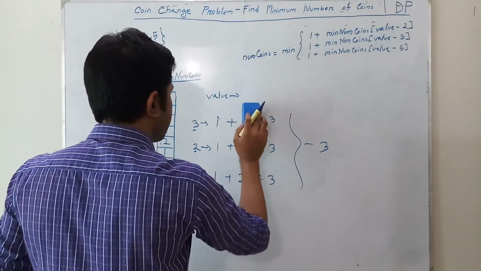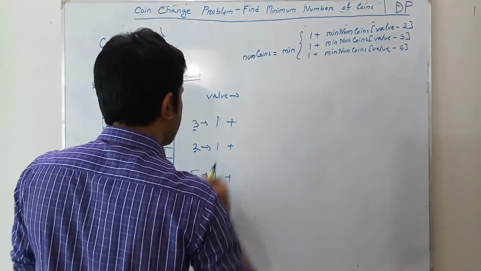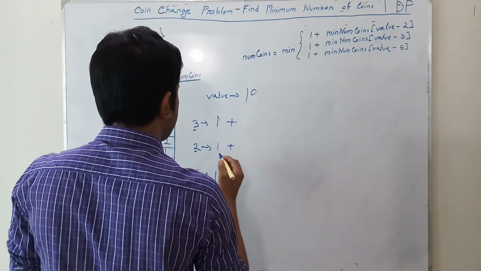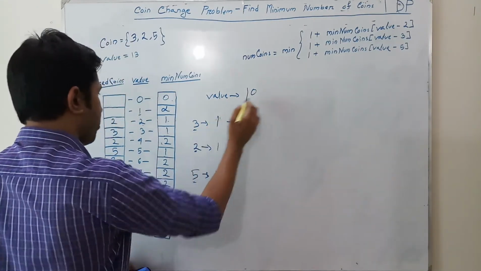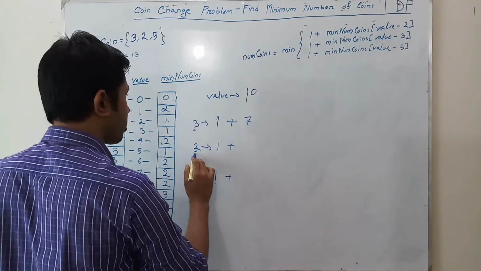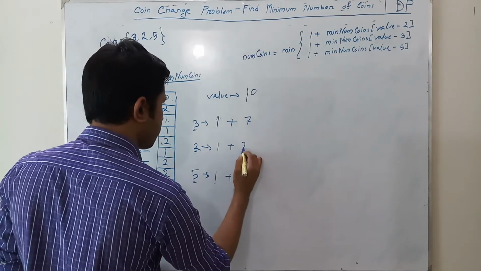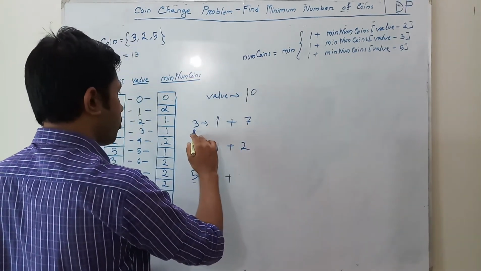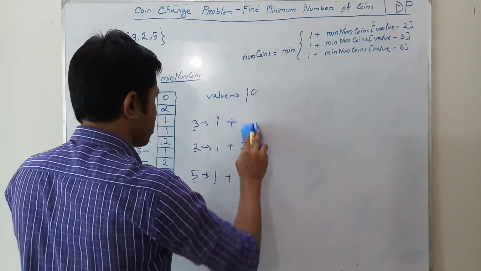When the value is 10, after using the coin 3, the remaining value will be 7. For 7 we need 2. After using the coin 2, the remaining value will be 8. For 8 the number of coins is 2. After using the coin 3, the remaining value is 7, and for 7 the value is here 2.